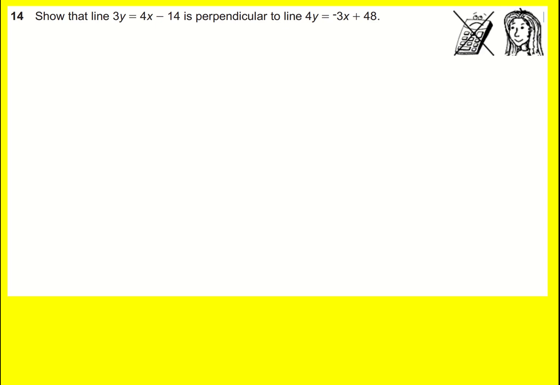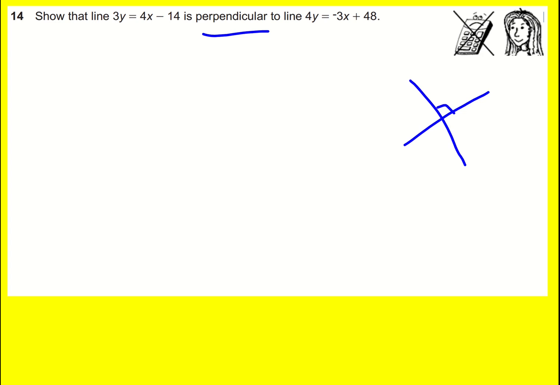How do we show that lines are perpendicular? This seems very tough. We're not going to be expected to draw it. It says show that, but it doesn't want me to draw a sketch because it might not quite be perpendicular. By the way, perpendicular means they're at right angles. So how can I do this?